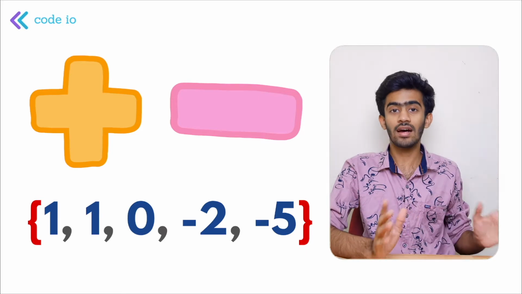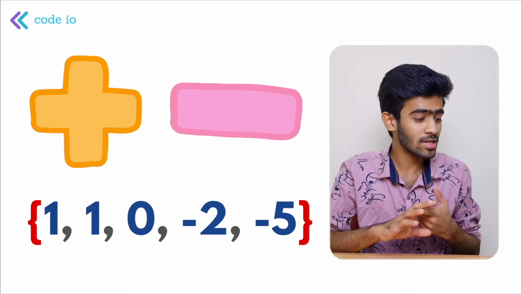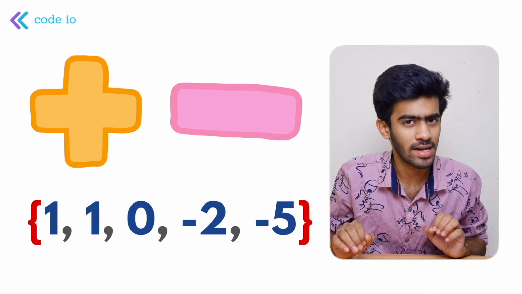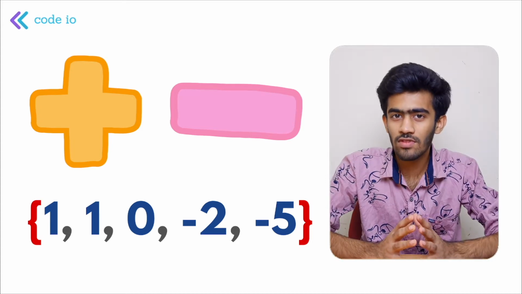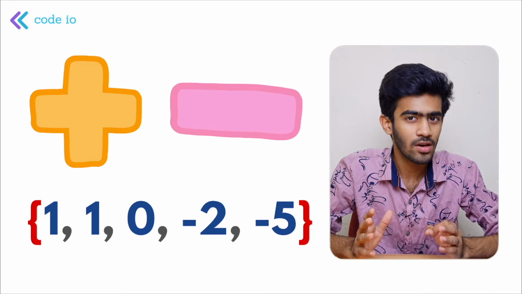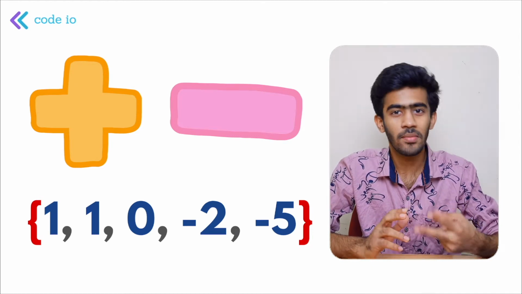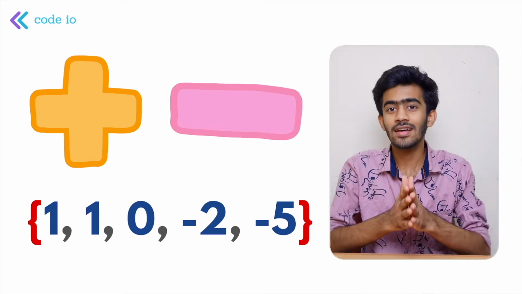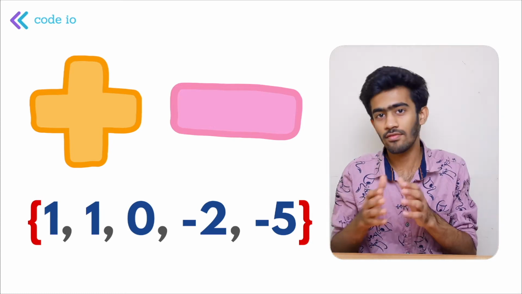This question has been taken from Hackerrank, and I will get into the problem. Here we have an array that includes the numbers 1, 1, 0, -2 and -5. What we have to do is separate this array into three categories: plus, minus and 0. I mean the numbers are either positive, negative or 0.